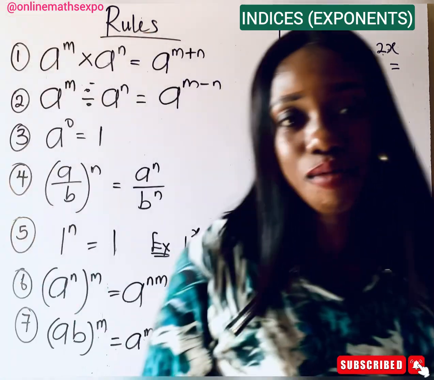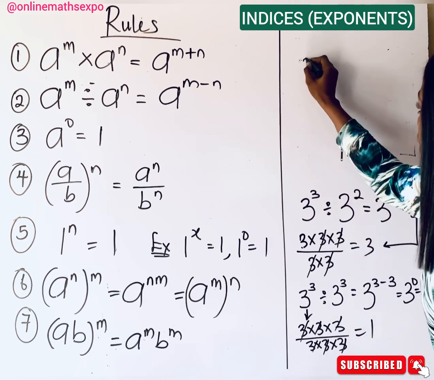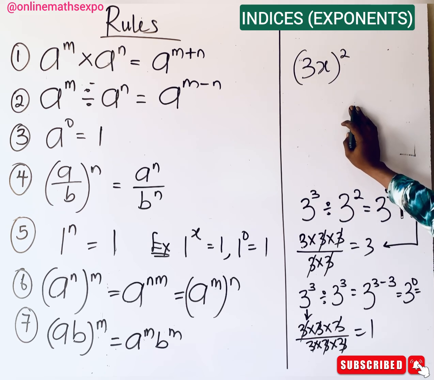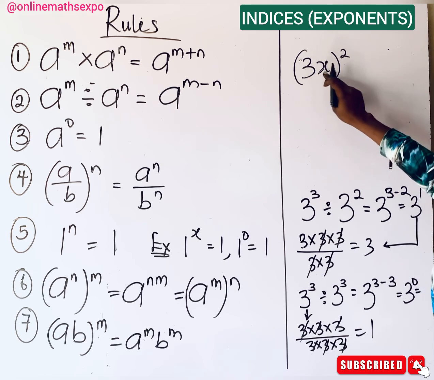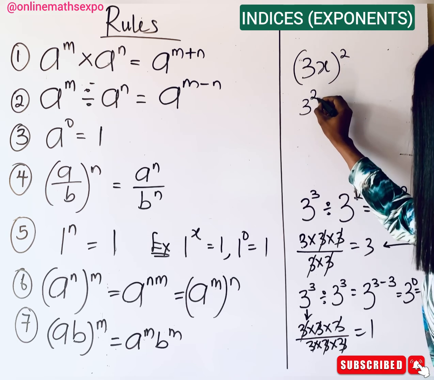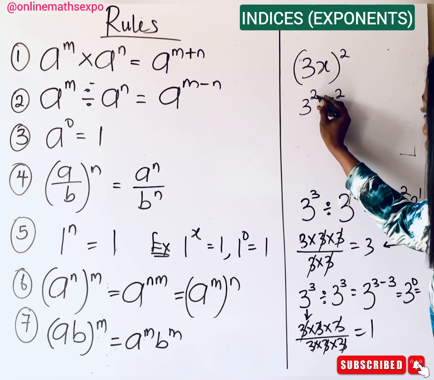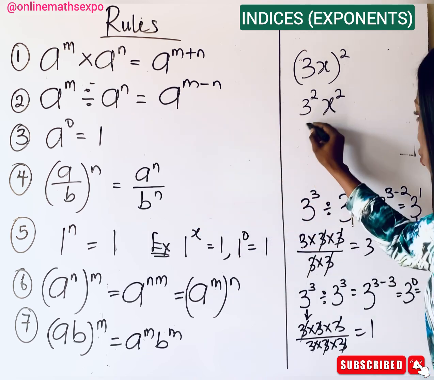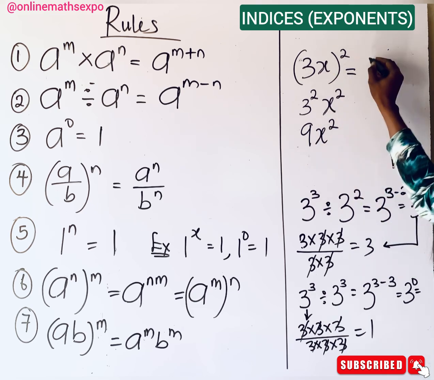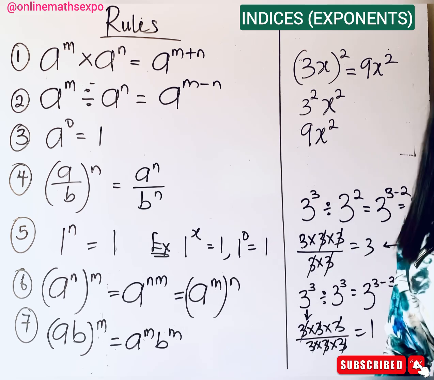Now let's take an example on that. Our example will be, let's say we have 3x raised to the power of 2. What it means is that this power will affect 3 and also affect x. So 3 will be raised to the power of 2 and x will be raised to the power of 2. We are going to have 3 raised to the power 2, which is 3 multiplied 2 times, and that will give us 9. So we have 9x squared. So what it means is that when you have this, it means 9x squared. I hope that one is clear. Still on the power rule.